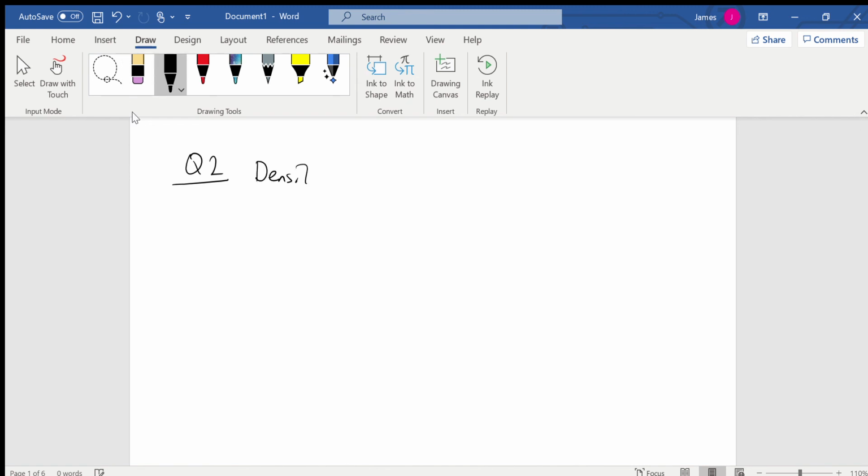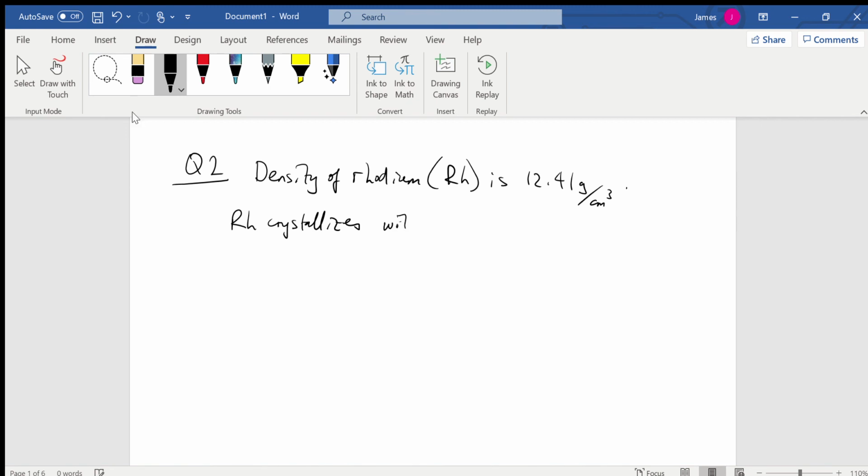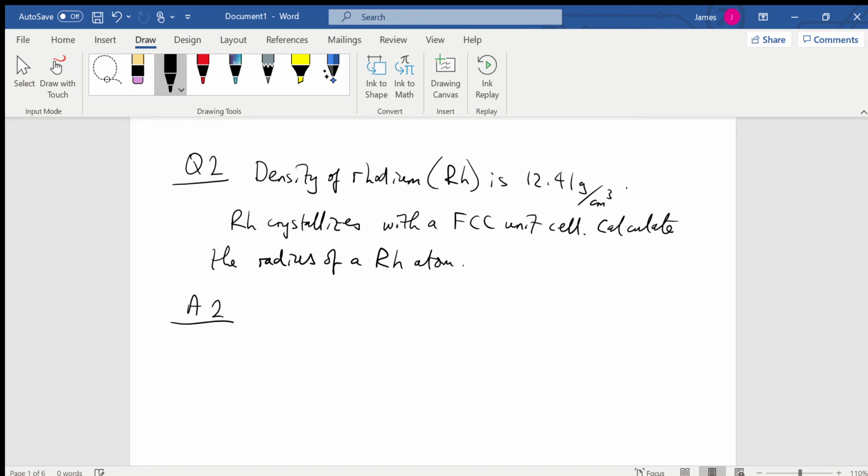So this question is a rhodium question. Density of rhodium, which has the symbol Rh, is 12.41 gram per centimeter cubed. Rhodium crystallizes with a face-centered cubic unit cell. Calculate the radius of the chromium atom. Calculate the radius of a rhodium atom, not chromium. Okay.